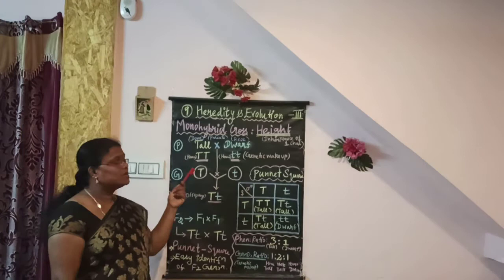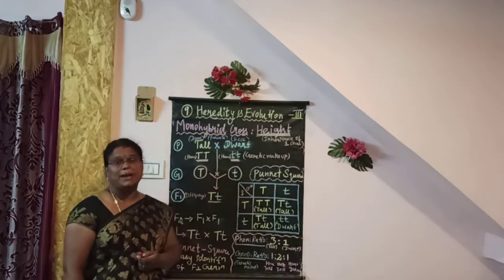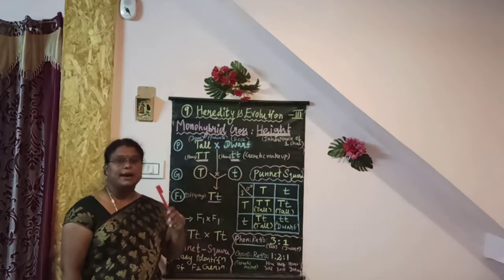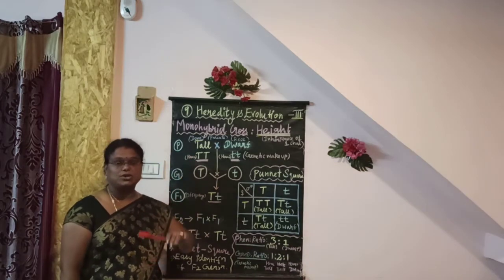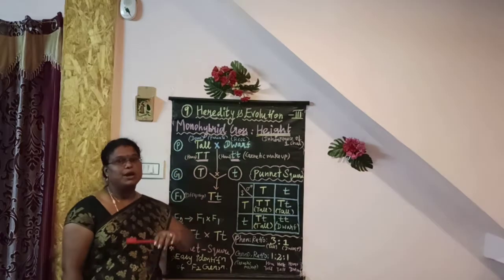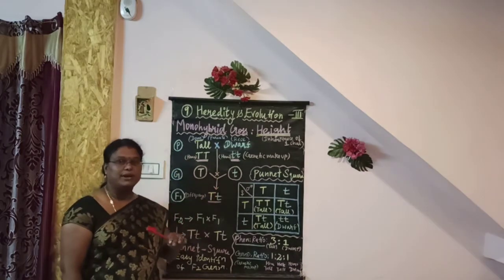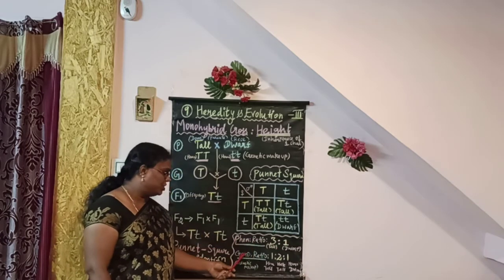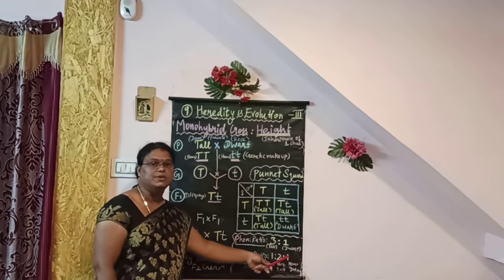So monohybrid cross is a cross between plants considering one character, that is height. In height, contrasting genes are selected, that is tall and dwarf. So finally we'll see the ratio. Phenotypic ratio is 3:1. Genotypic ratio is 1:2:1.